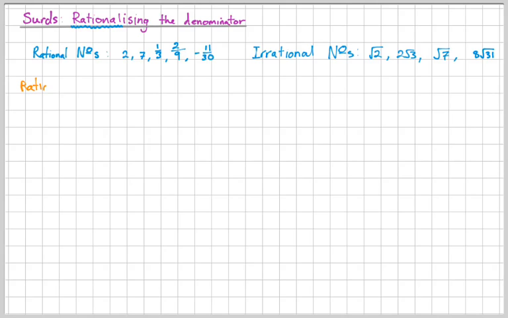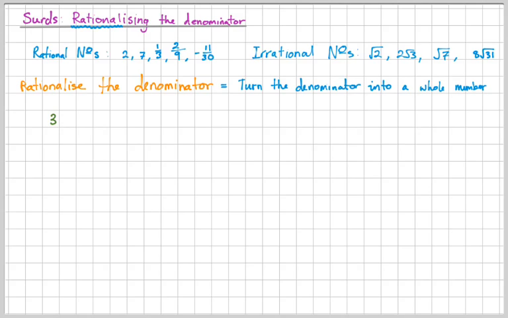Okay, so to rationalise the denominator, well, you hopefully know what a denominator is. The denominator in a fraction is the number at the bottom. So what we're really going to be doing is looking to turn the denominator into a whole number. Okay, we're not going to be turning it into a fraction, we're turning the denominator into a whole number, a rational number.